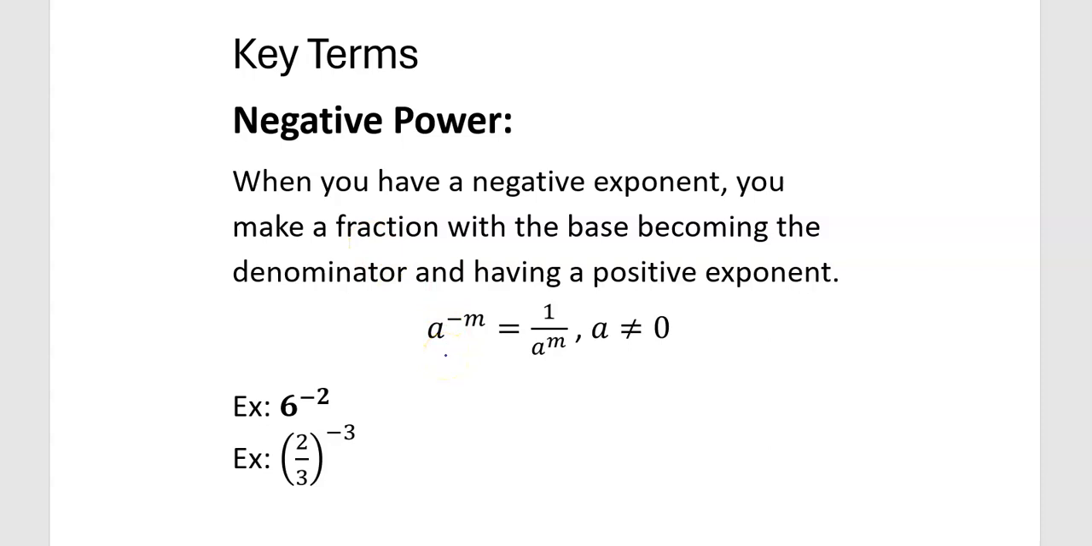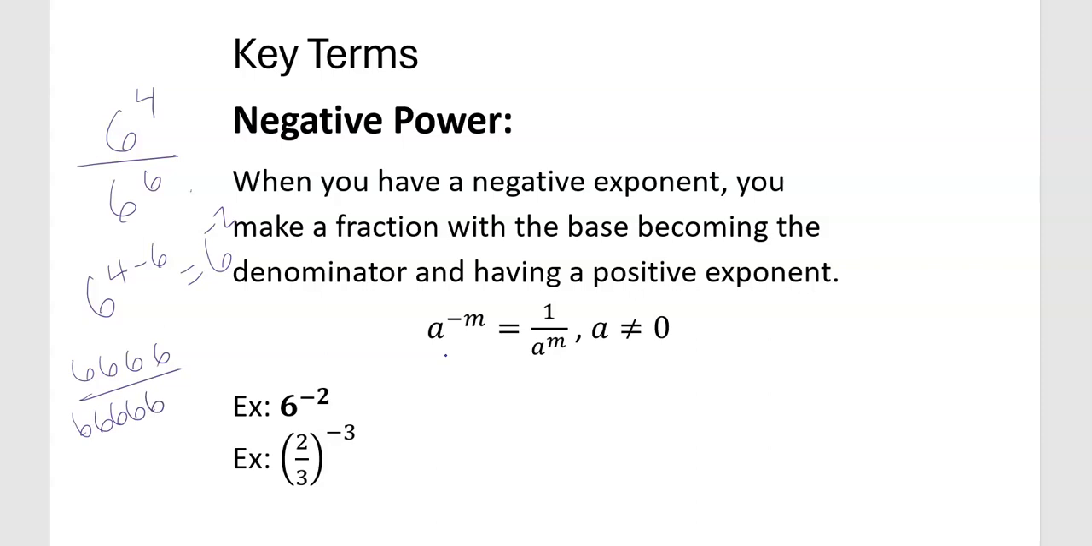So as you saw in class, if I have 6 to the 4th up top, and on bottom I have 6 to the 6th, my properties say, because I'm dividing, I'm going to subtract. 4 take away 6 is equal to -2. And that's because if I have 4 6s, I'm going to end up with 2 6s on the bottom here. If I were to cross those out, 6 times 6 times 6 times 6 over 6 times 6 times 6 times 6 times 6 times 6, cancel them out, and I'm left with just 2. So that is the same as 1 over 6 to the 2nd, which is the same as the negative.